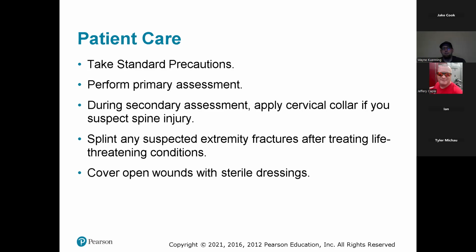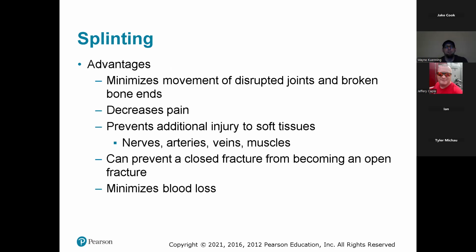We're going to take standard precautions, gloves, etc. We're going to perform our primary assessment, ABCs, control massive bleeding, and then during our secondary assessment, apply a C-collar if you think it's needed, though we've already done that because we did that in our primary. Splint any suspected extremity fractures after treating life-threatening conditions. Cover open wounds with sterile dressings.